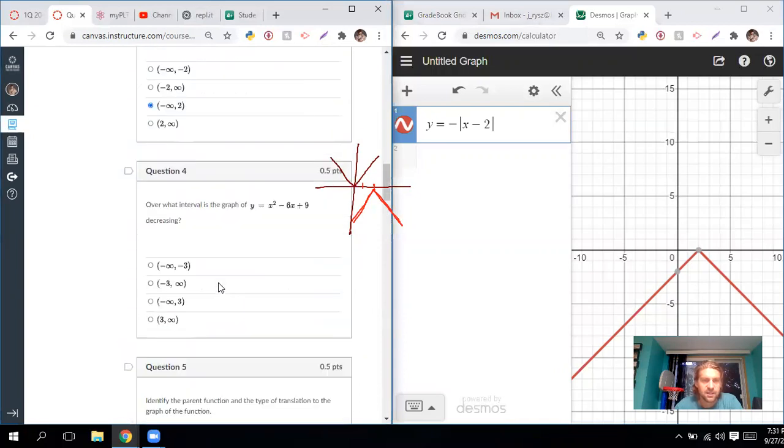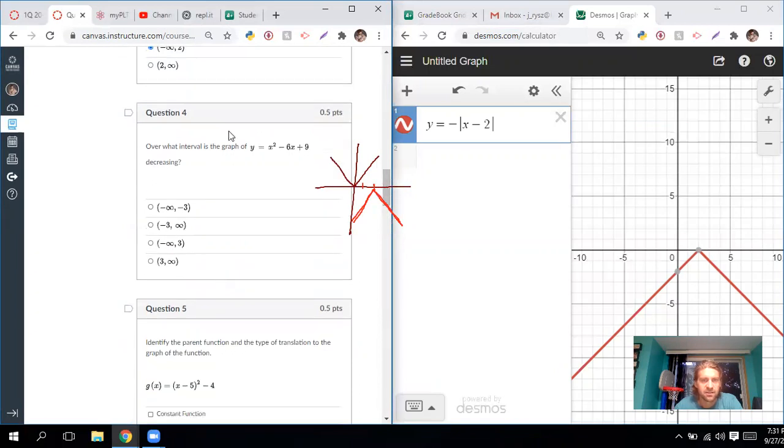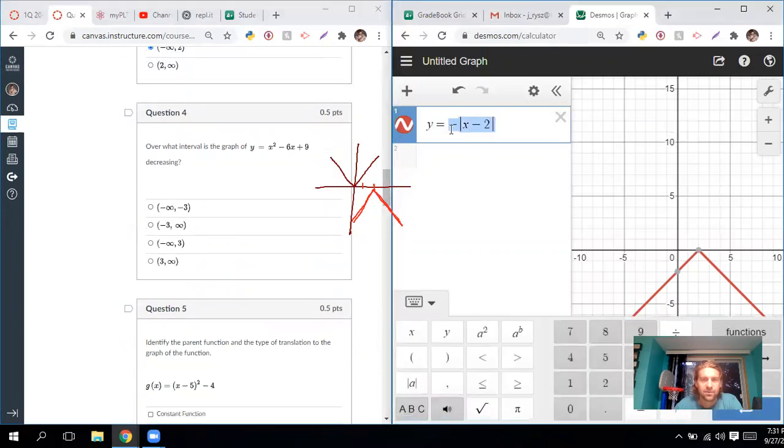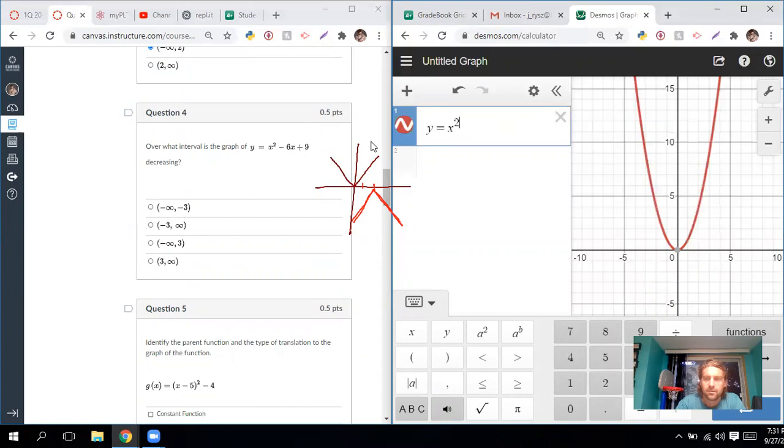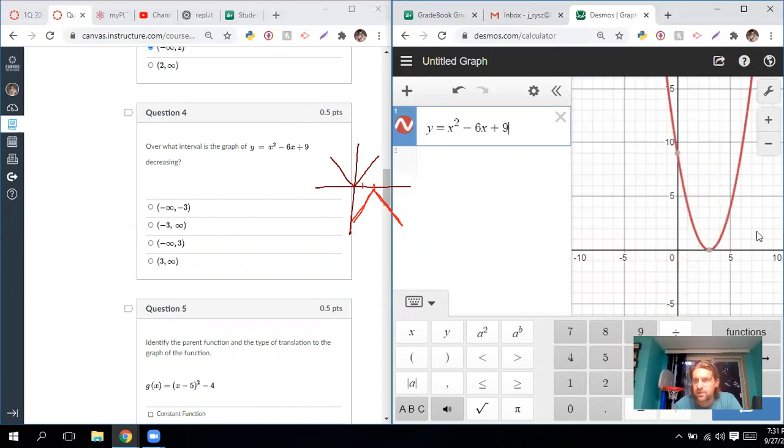All right, next problem here, very similar. They give us an equation, and it's not just a single equation, there's multiple x's, so we do have to type this one out. X squared minus 6x plus 9. All right, so we have a parabola here, just shifted to the right.